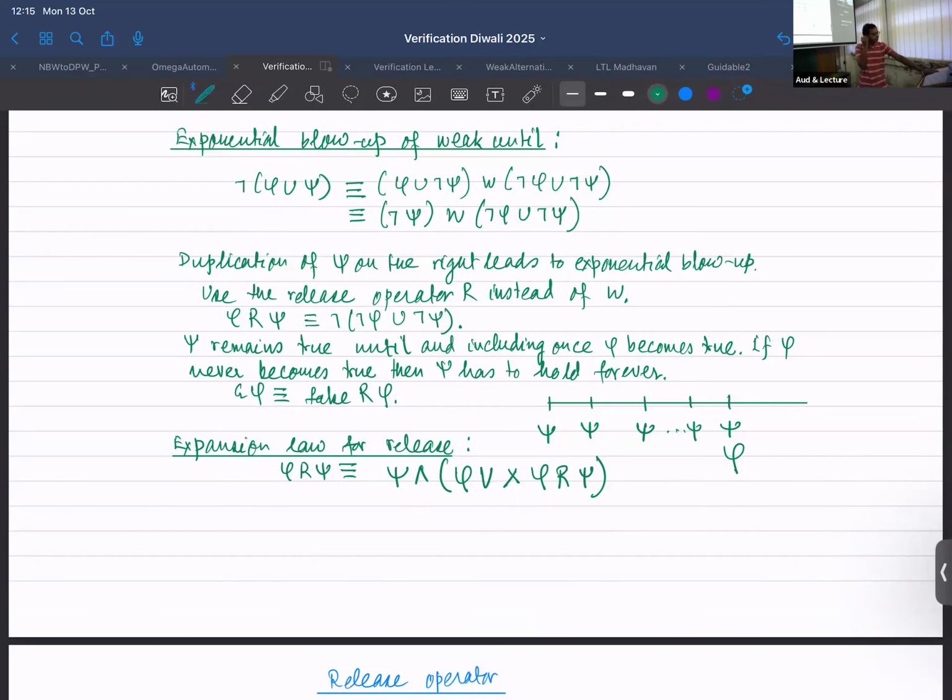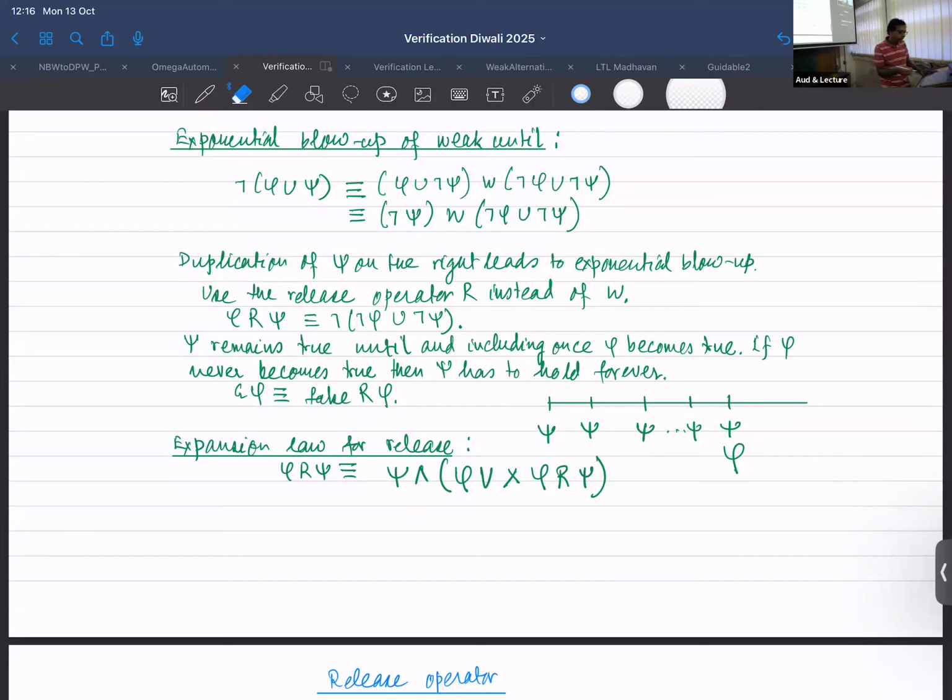Okay. So let's look at this. Wait, but we want phi to continue. Here, don't we require phi to continue holding after phi releases? No, no, that's not required. Even like in the until formula, right? So if you say phi one until phi two, what does it say? Phi one has to hold, and then at some point of time, phi two has to hold. But we don't say that phi two has to hold forever after that. It's just that there should exist some time instance where phi two has to be true, strong until.